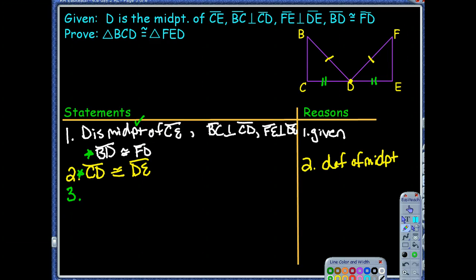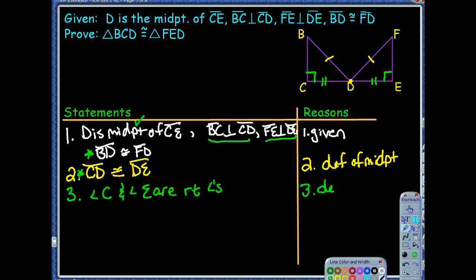Let me look at the other part of the given to see if it helps. It says segment BC is perpendicular to CD, and segment FE is perpendicular to segment DE. I'm just going to share my thoughts out loud. If I have perpendicular segments, that means I have some right angles. So I could say angle C is a right angle, as well as angle E, and that's the definition of perpendicular.